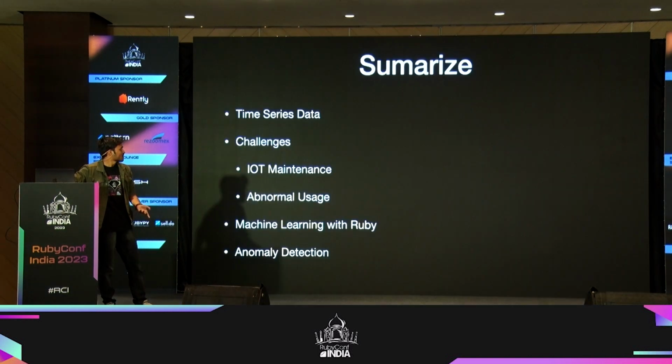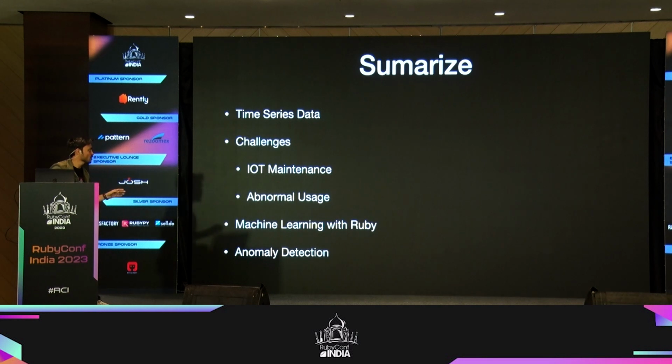So these are all the things that we have discussed: time series data, and the challenges in the IoT system for which we can use machine learning with Ruby to solve those things, using anomaly detection.